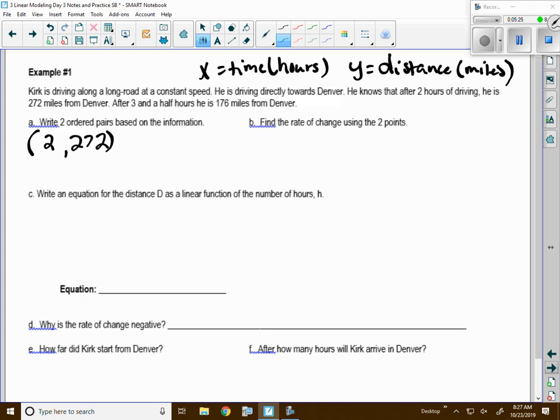Okay, what is my second coordinate point? Yeah, you read that next sentence. After 3 hours, he is 176 miles from Denver. Oh, sorry. Oh, thank you. Yeah, 3.5. So we should write that as 3.5. Not bad. All right, part B, find the average rate of change. How do we find the average rate of change? What's another word? Slope. You're going to do slope formula right here in part B. I'll let you simplify that and get what the rate of change is.